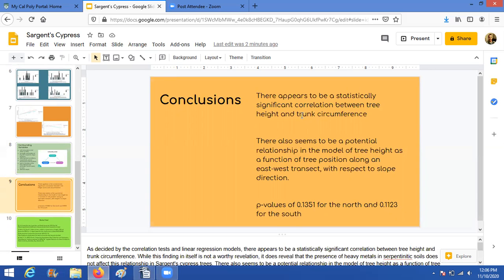So conclusions, there's definitely significant correlation between tree height and trunk circumference. There is a potential relationship in the model of tree height as a function of tree position along an east-west transect with respect to slope direction. Again, this warrants more research. And the p-values of 0.1351 for the north and 0.1123 for the south, again reaffirming the need for further research.